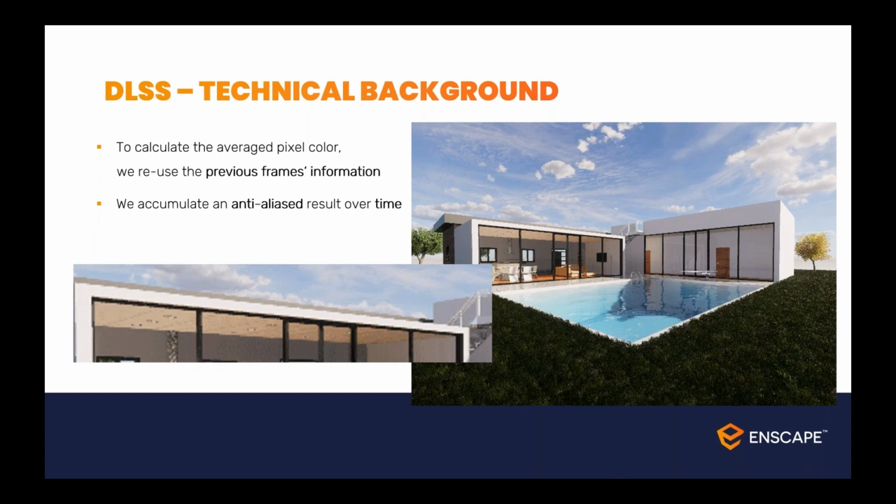To calculate the averaged pixel color, we reuse the previous frame's information. That way we can accumulate an anti-aliased result over time. You can see that in the animation in this slide. While we start with the very jagged edges at this roof, over time it converges to an anti-aliased image.